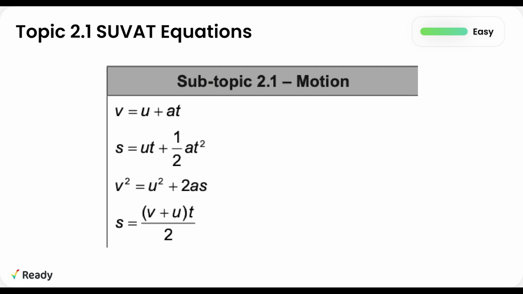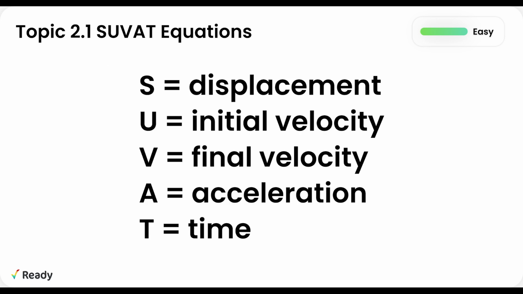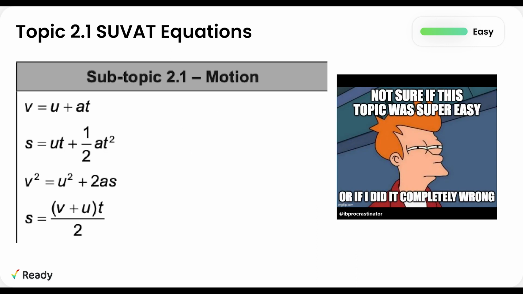Let's take a look at these SUVAT equations. The name SUVAT actually comes from all the variables that these equations have. So we have S, U, V, A, and T. Let me quickly go through what each letter represents. S stands for displacement, U for initial velocity, V for final velocity, A for acceleration, and T for time. These variables are key players when it comes to describing motion using these equations.